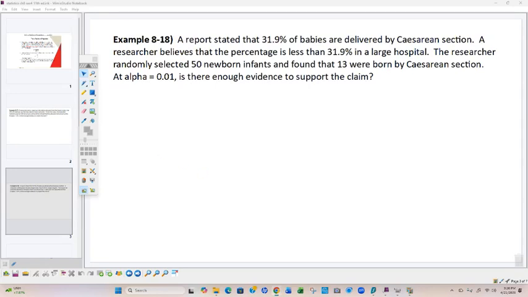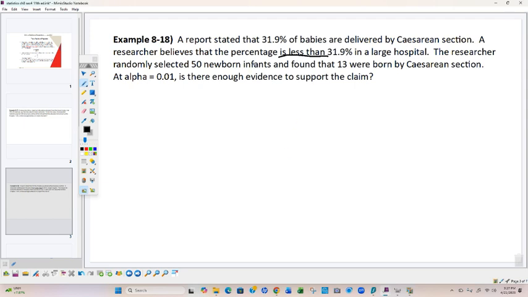Let's look at another example of hypothesis testing. It says a report stated that 31.9% of babies are delivered by cesarean section. A researcher believes that the percentage is less than 31.9% in a large hospital. The researcher randomly selected 50 newborn infants and found that 13 were born by cesarean section. At alpha 0.1, is there enough evidence to support the claim?